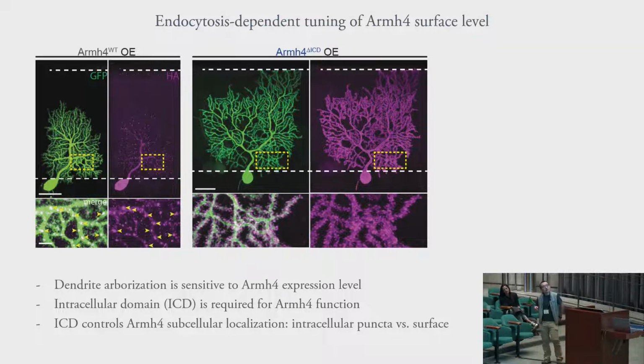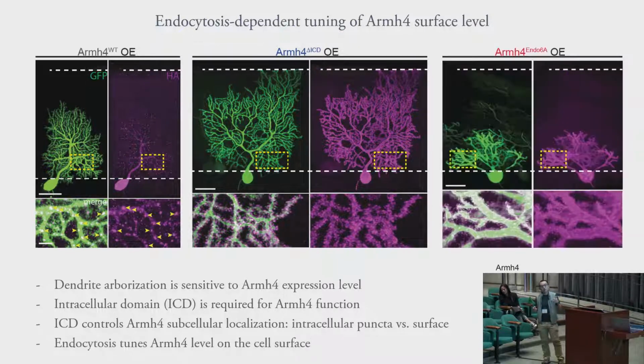Thus, we know that there is a signaling motif, unknown so far, that controls the signal transduction. And it seems that there is another function for the intracellular domain, which is to control localization. Then we looked at the intracellular domain and indeed found a six amino acid, highly conserved endocytic motif there. When we mutate this motif into alanines, we got more presentation of AMH4 on the surface, but the dendritic arborization phenotype comes back.